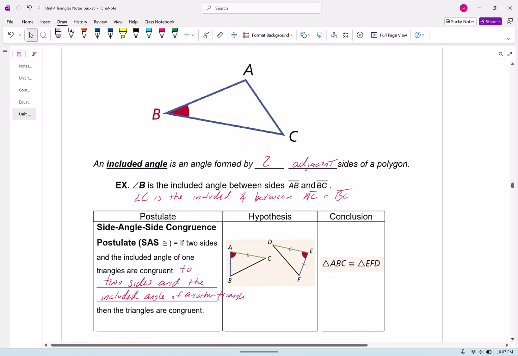All right, so we have something called an included angle. It is an angle formed by two adjacent sides of a polygon. All right, so angle B is the included angle between AB and BC. And we see that highlighted right there. So we have two segments that attach at a vertex, and they form a triangle. We call that an included triangle.